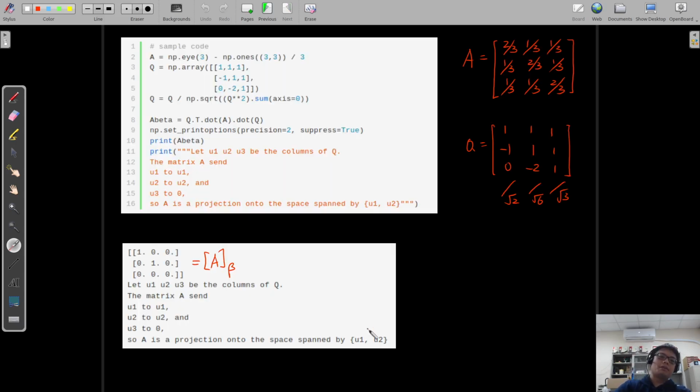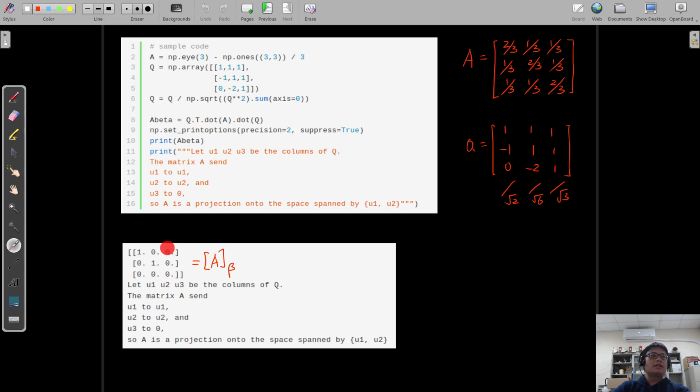Now let's look at some code and some examples. Let's say we have a matrix A and a matrix Q, and notice that each column of Q is orthogonal to the others, and we normalize each by its length. So Q is an orthogonal matrix. Now we can calculate A beta, using the formula we have, which is the matrix representation of A with respect to these 3 vectors.